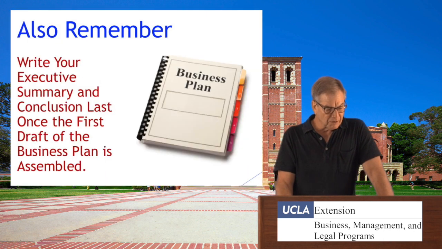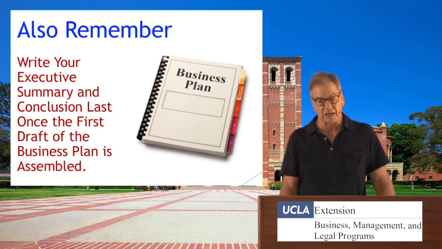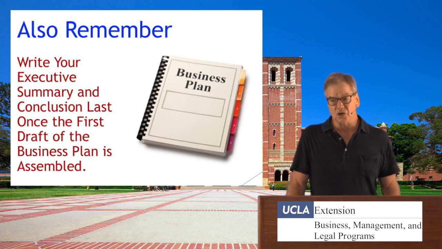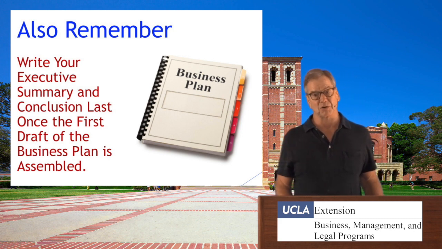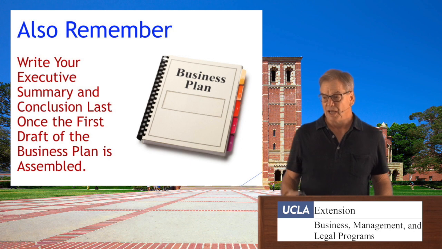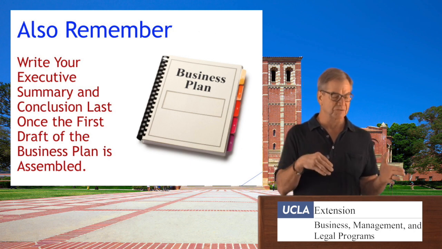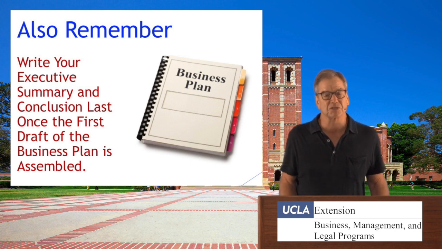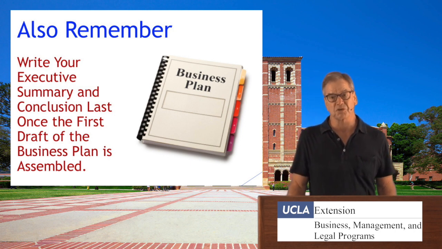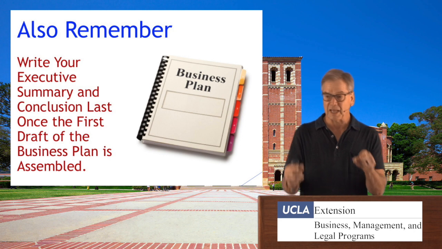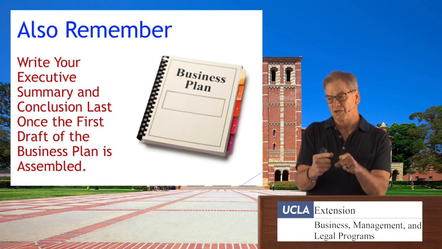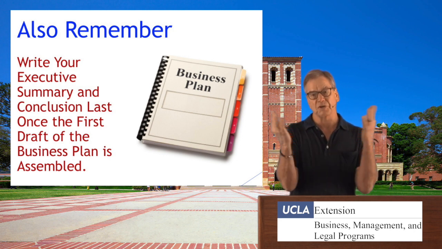Also remember to write your executive summary and conclusion last, once the first draft of the business plan is done. I've already stated that. But it's kind of hard to summarize a document that's not even prepared yet. And you can always spot a very poorly developed business plan when the executive summary is 5 or 17 pages long. That means they wrote it first before they wrote the business plan, and they didn't put any effort into coordinating and proofing afterwards.